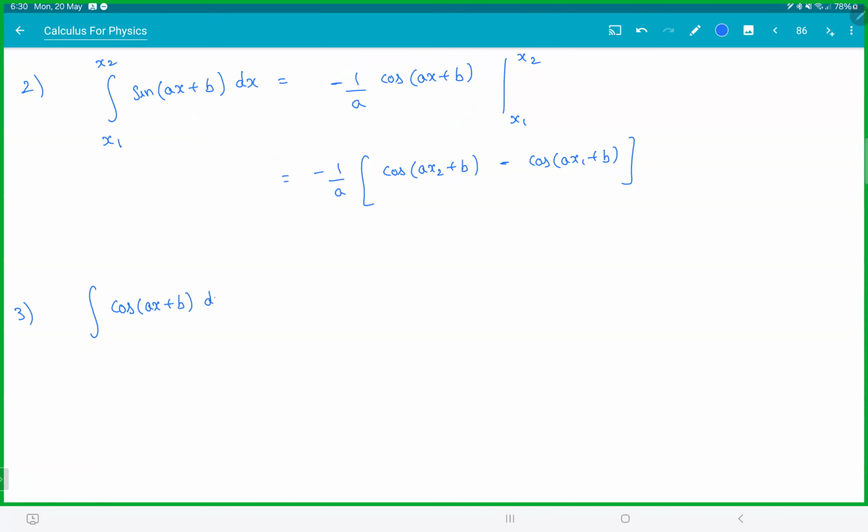Integral of cos(ax + b) dx from x1 to x2. The logic for the limits is always the same: substitute the x2 value, substitute the x1 value, and subtract them. Be careful, there's a slight chance that you might mix up the differentiation and integration formulas.